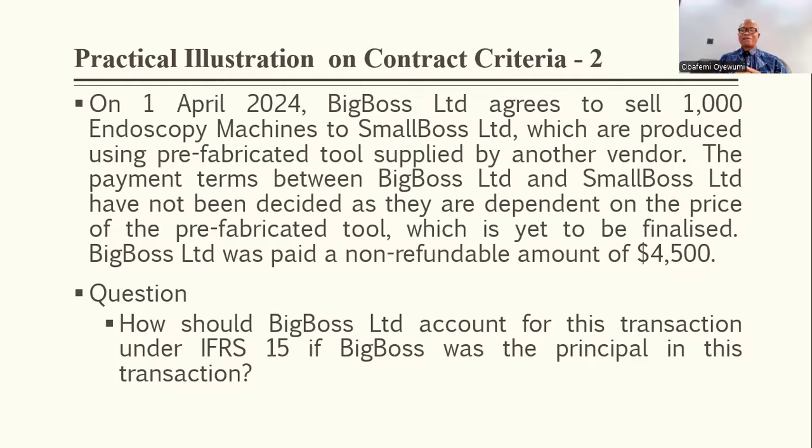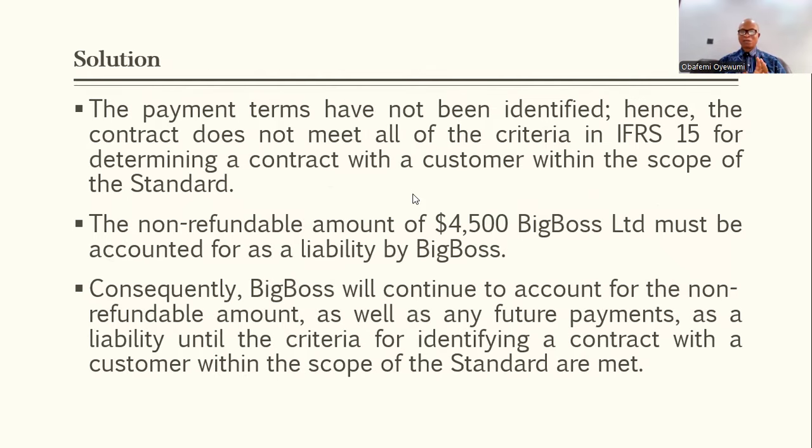So the $4,500 that has been paid, what does that mean? Should it be taken as income? No, it shouldn't be taken as income. It stands as a liability in the account of Big Boss Limited, because it will not be used to satisfy the amount, or maybe as a part payment for the contractual fee. So in this case, there is no contract that will be recognized by Big Boss Limited under IFRS 15. That's what it basically means.